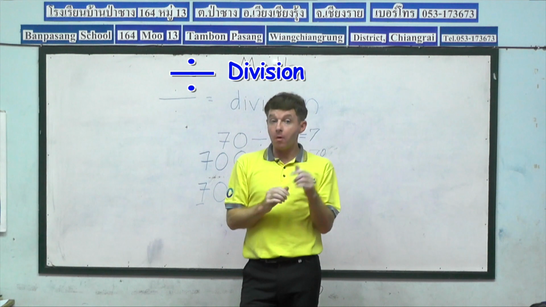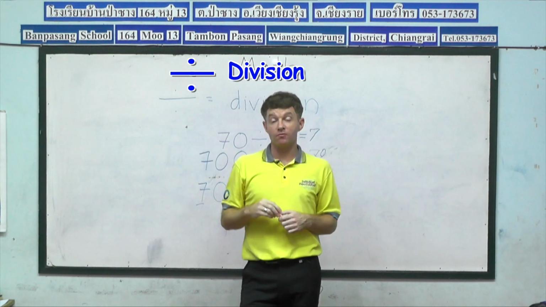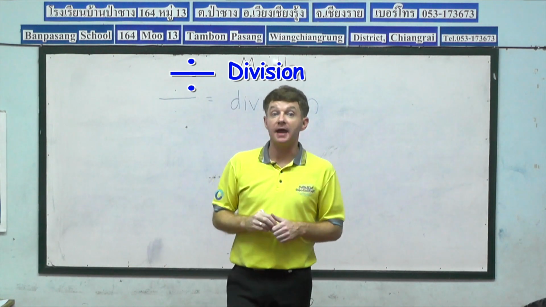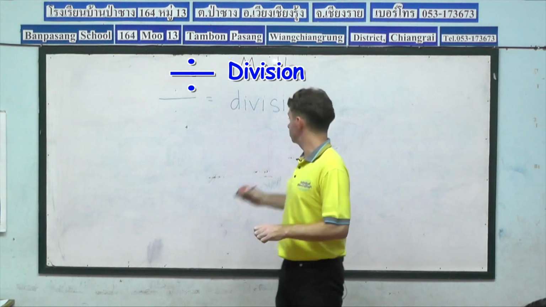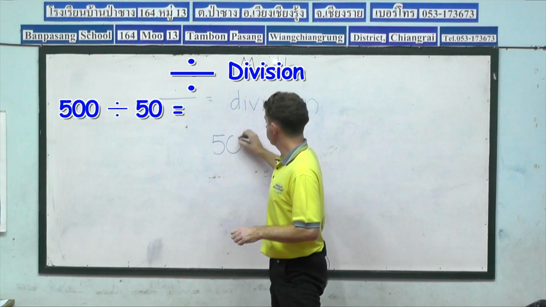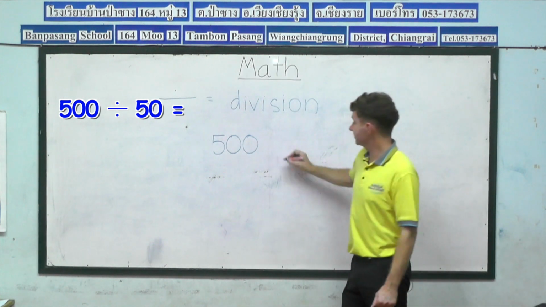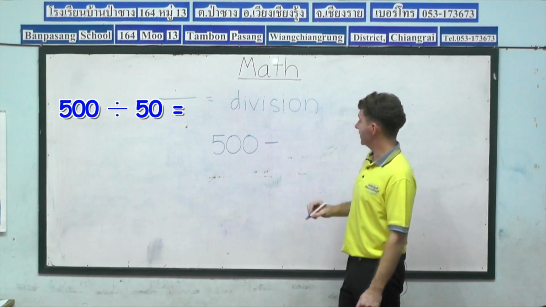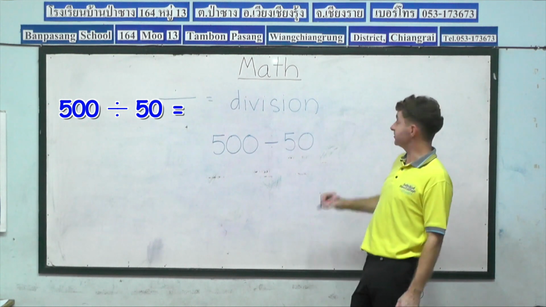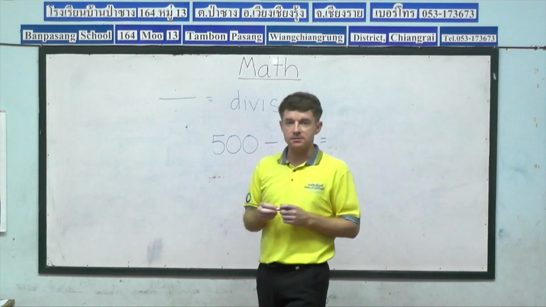Now we'll do one more example of division by multiples of 10 before we move on. But first of all, I'll clean the board. And now we need our next division problem. So this time we'll begin with a 3-digit number. 500 divided by 50 equals.